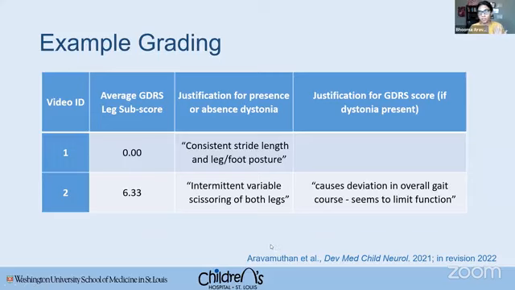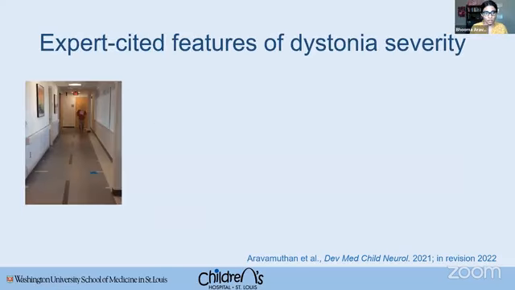When we asked experts to identify why they said that this person did or did not have dystonia, they noted consistency when someone did not have dystonia, so very regular, uninterrupted gait. And they noted variability in the gait in the presence of dystonia, intermittent variable scissoring of both legs. So this comment of adduction, the legs cross in variably. And then they also noted that this variation they felt would limit function. The more variable the gait, the more likely you are to have functional limitation.